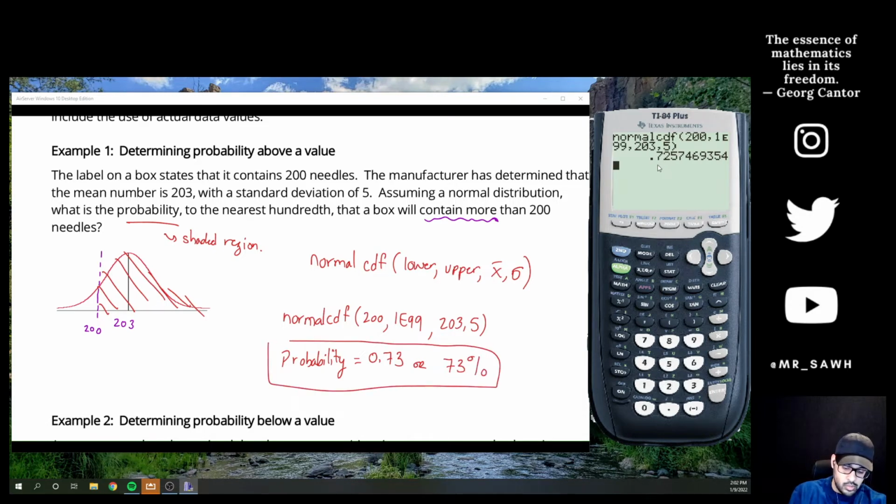So any box chosen at random from this manufacturer has a 73% chance of having more than 200 needles. And there's a 27% chance, on the other hand, that you get a box that has less than 200. So it is the same exact logic we talked about last time, just with specific values relating to a question. That really is all this is.